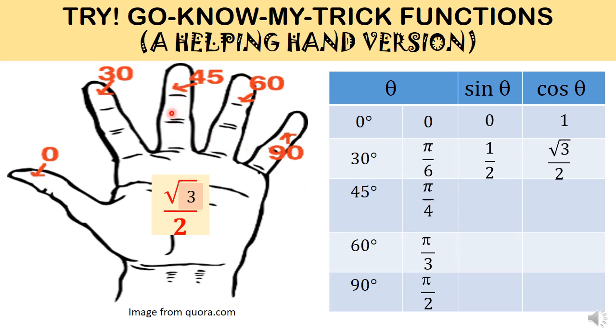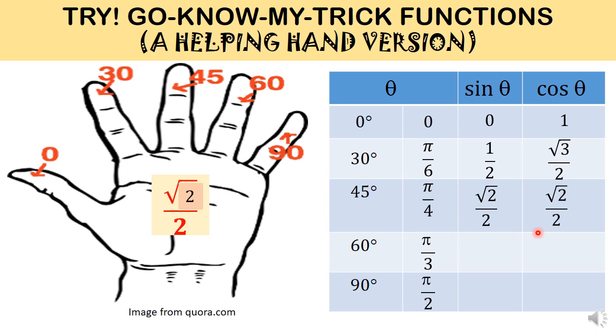Fold lang natin siya. This time, ilan ng fingers na nasa left? There are 1, 2. So, that means we replace this 1 by 2. So, ayun, square root of 2 over 2 lang siya. So, that means ang sine 45 is square root of 2 over 2. Number of fingers natin sa right side, dalawa din. So, it's the same thing. Square root of 2 over 2.